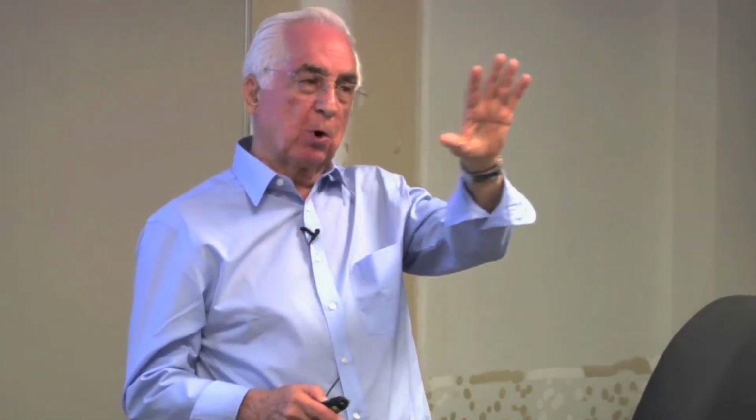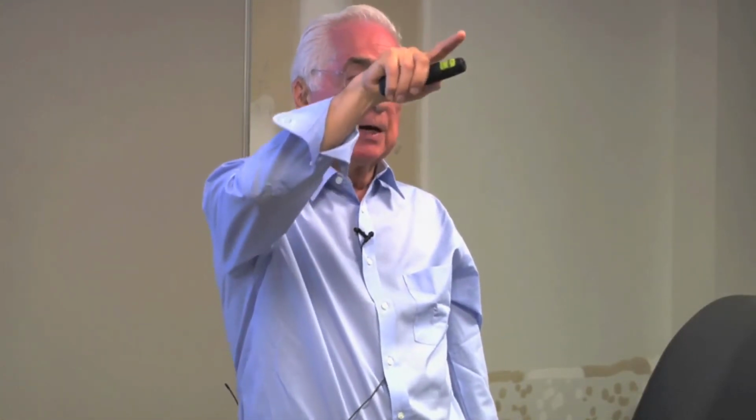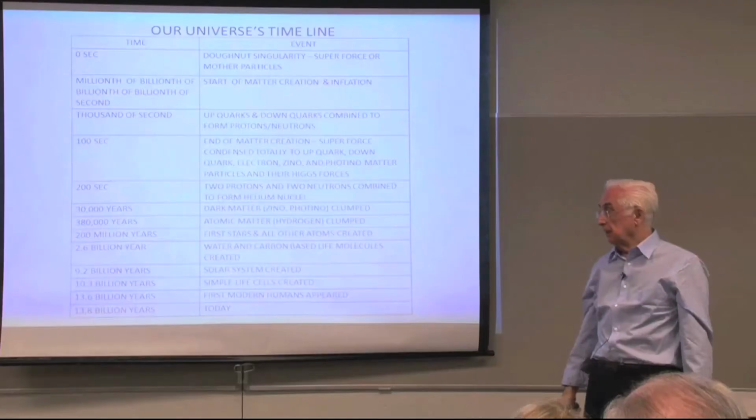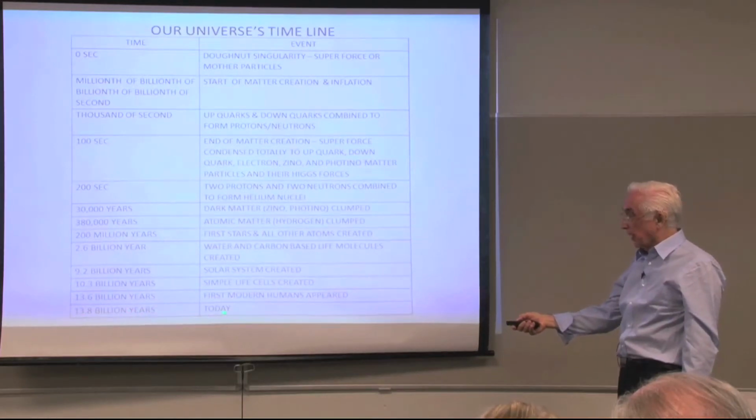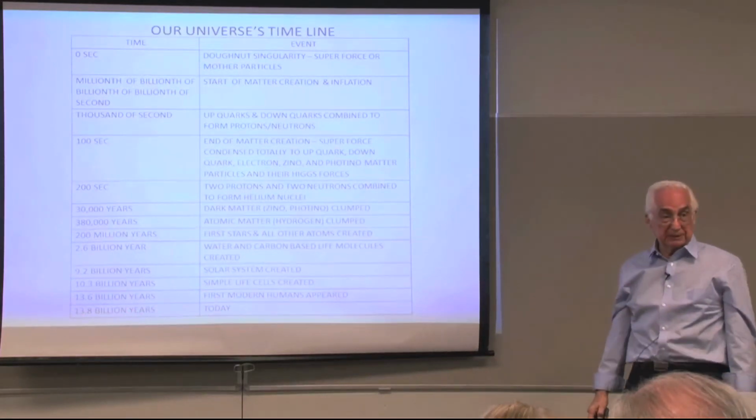One migration went west to populate Europe, Greece, and eventually Great Britain. Another group went southeast to populate India, Southeast Asia, the Southeast Asian islands, and eventually Australia. And the third group went northeast into China, Siberia, eventually into Alaska, North America, and South America. And 13.8 billion years after the Big Bang, we and our universe exist.